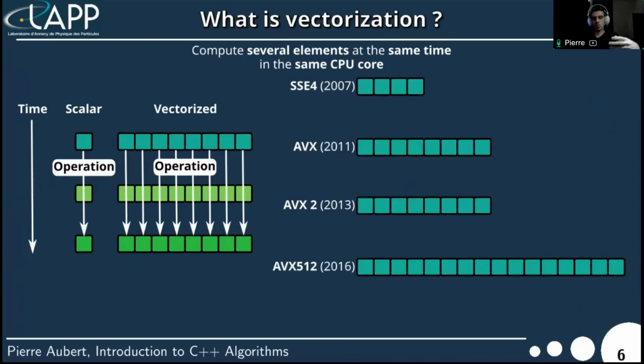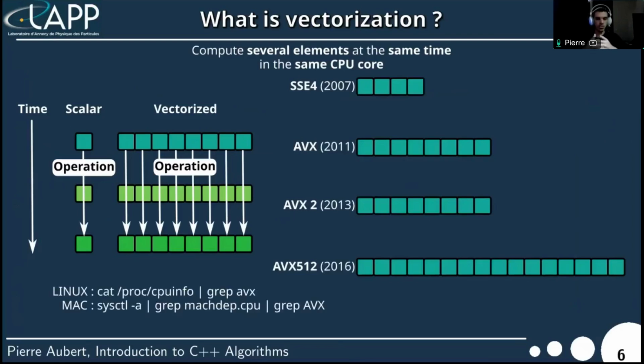If you want to know the capability of your processor, you can ask on Linux cat /proc/cpuinfo, and you get the flags of the CPU, so you can grep AVX, for example, if you want to search for AVX and the AVX family. And on Mac, you can do the same with sysctl -a, and you can grep machdep.cpu to get the information. Of course, it's not the same if you have an Intel processor or an M1, M2, M3 processor, but you can get the information like this.